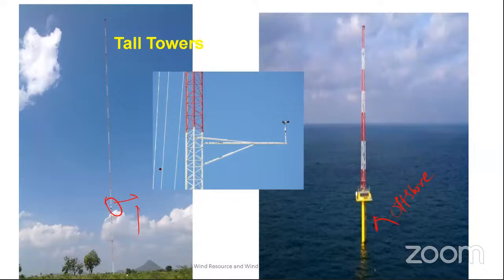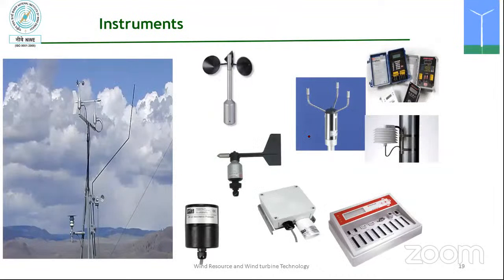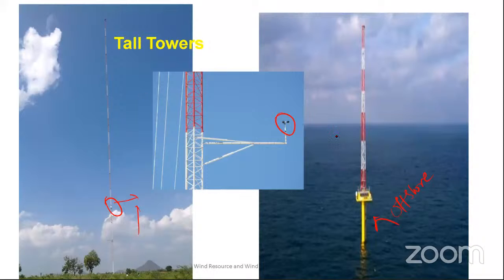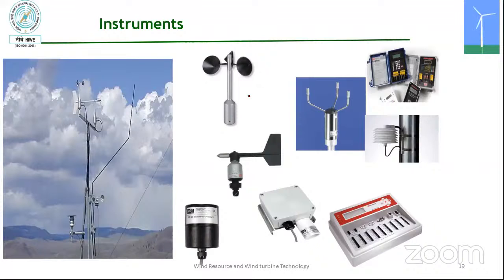At the 100-meter height, we mount many instruments. This is the anemometer. We mount it like this, and other instruments also. What are the different instruments being used? There's the cup anemometer, vane anemometer, ultrasonic anemometer, hot wire, and high-tech devices. Now we have seen the met mast. These are the meteorological masts. At multiple heights, we install them. So this is the anemometer.